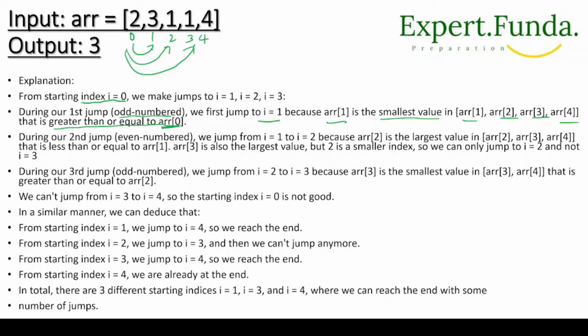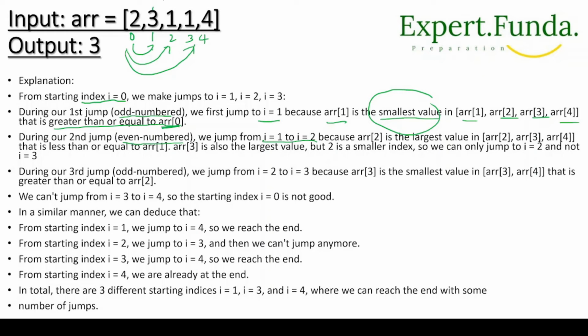So the smallest number is now updated to which number? See, this is the largest among the 3, 1, 1, but according to the question, this is the smallest number, right? Because it is saying that it should be greater than or equal to this number. Now during our second jump, what will happen? We will get an even number, from i equal to 1 to i equal to 2.